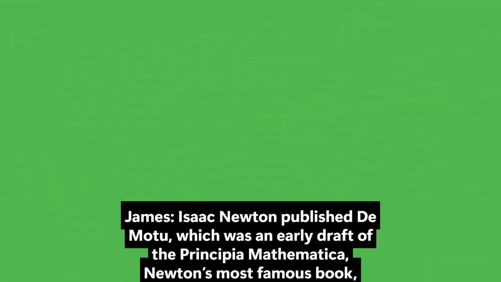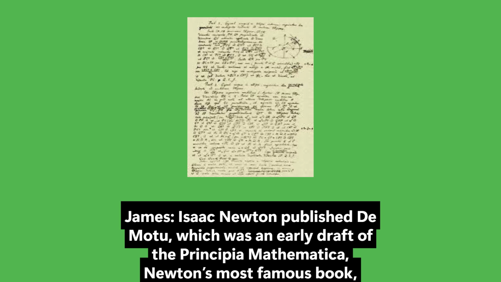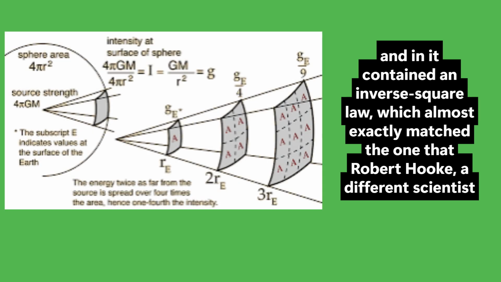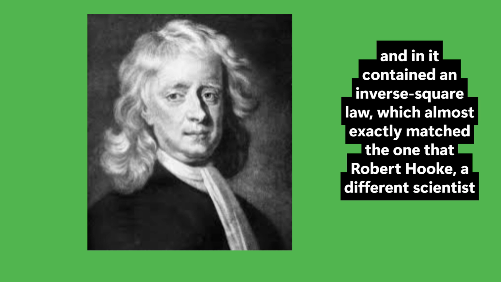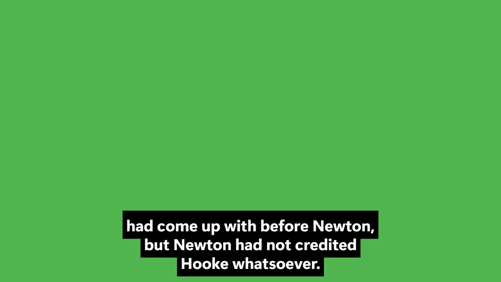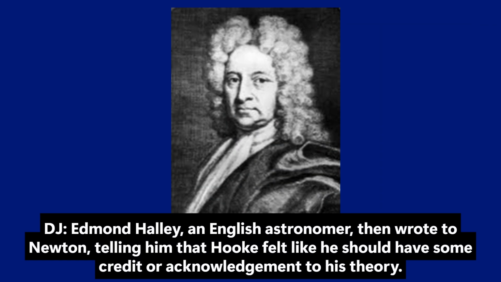Isaac Newton published De Motu, which was an early draft of the Principia Mathematica, Newton's most famous book, and in it contained an inverse square law, which almost exactly matched the one that Robert Hooke, a different scientist, had come up with before Newton, but Newton had not credited Hooke whatsoever. Edmund Halley, an English astronomer, then wrote to Newton telling him that Hooke felt like he should have some credit or acknowledgement to his theory.